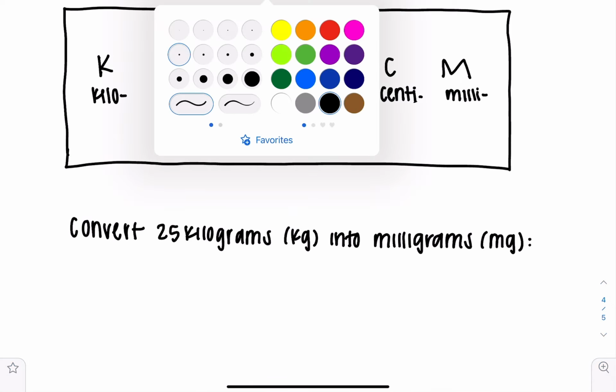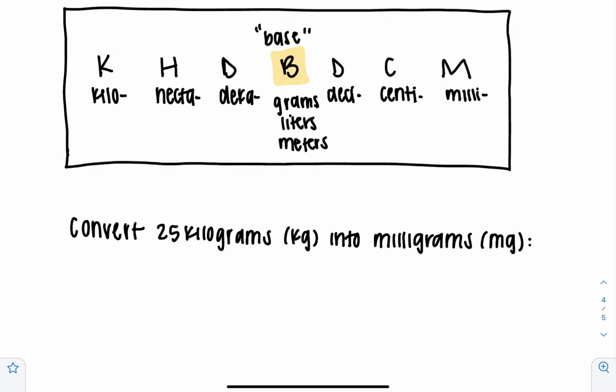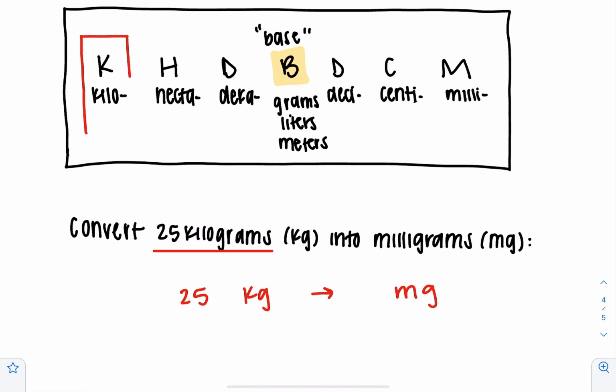The first thing you want to do before anything, read your problem and write down the value that you know that they've given to you. They're asking us to convert 25 kilograms into milligrams. So our known value is 25 kilograms. And we want to get this to milligrams, okay? So we know we're starting with kilograms and ending with milligrams. So keep that in mind. Look at your chart. You remember we're starting with kilograms. So this is kind of our starting point.